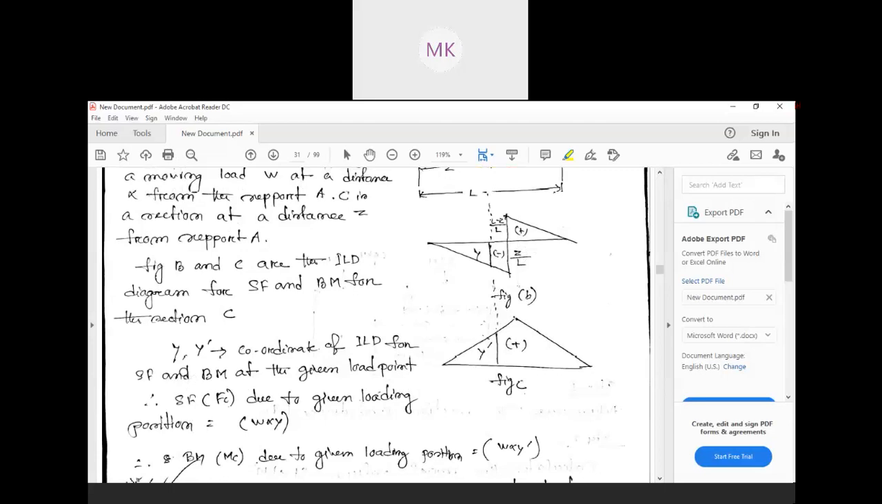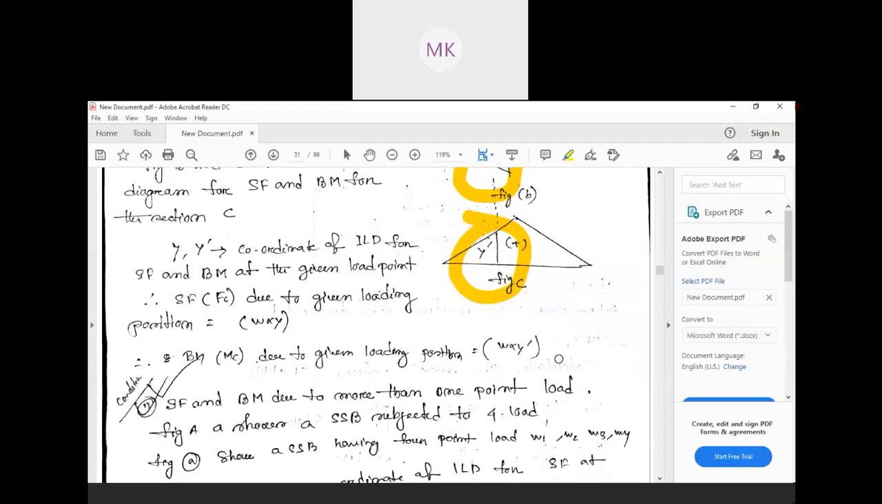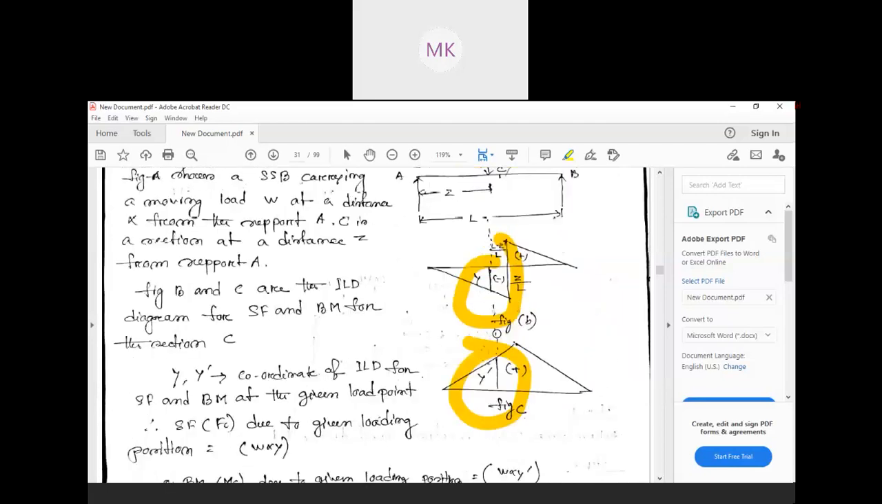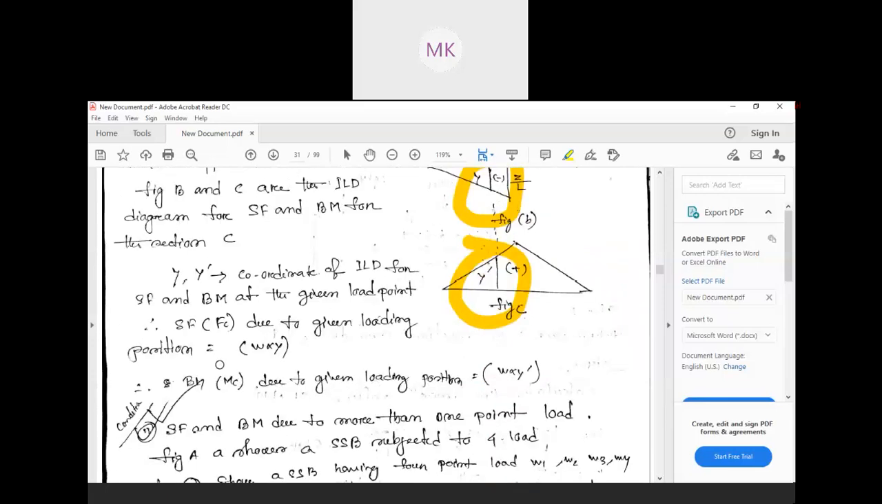Here you see Y and Y dash. These are the coordinates of the ILD for SF and BM at that given load point. Therefore, SF due to the given loading position is nothing but W into Y, and similarly bending moment is given by W into Y dash. This is for a single point load. Just remember the terms, what the conditions are, and according to that what the loading positions are.